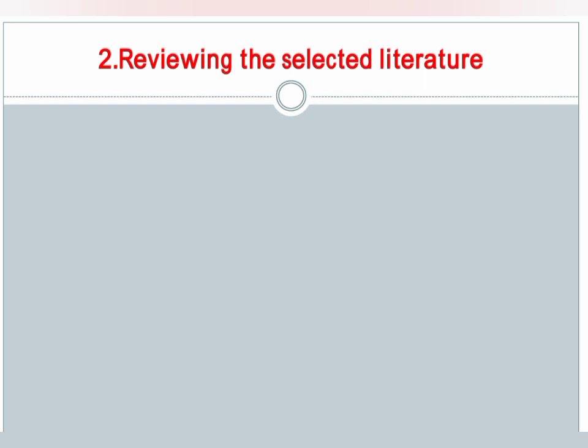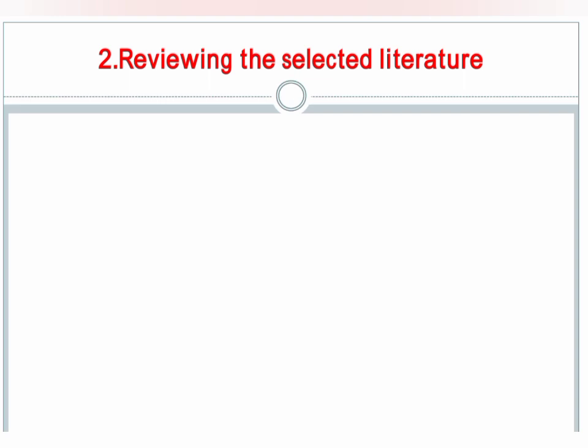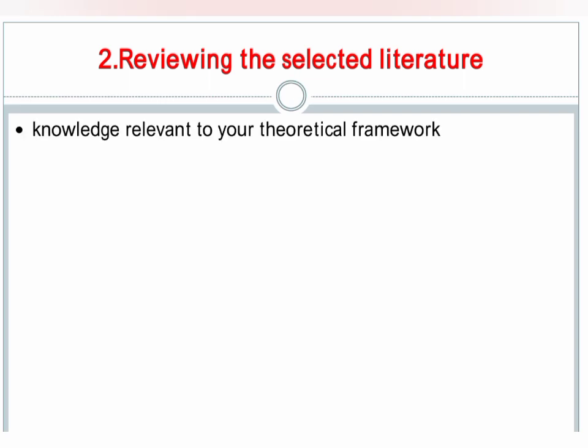Next, reviewing the selected literature. First of all, we have selected the sources for the literature survey. After collecting the sources for the literature survey, we have to read that particular literature, and we have to develop some ideas. Once the resources are available, we have to read those sources, develop some ideas, and draw some knowledge relevant to our theoretical framework.